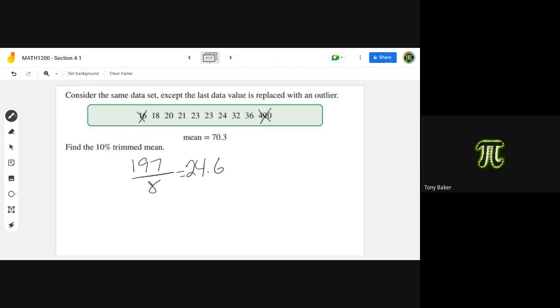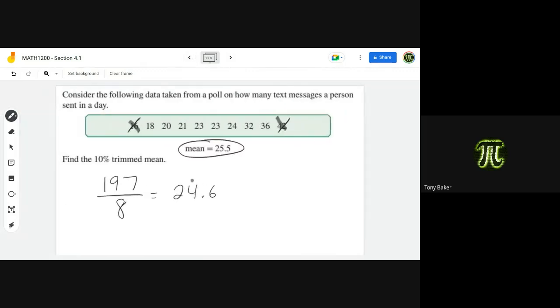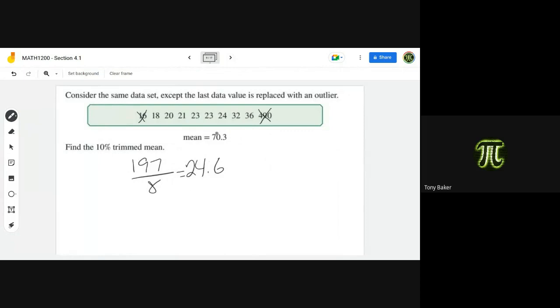The reason why was, if you look at it, the mean of the set of numbers before was 25.5. When we took away it, we got a mean of 24.6. That's pretty close to the mean of my original values. In this one, my mean was 70.3. By trimming them off, my mean goes down to 24.6 because we eliminated that outlier. All right. So by trimming it, we can get a more realistic answer for my mean without having the outliers screw up my data. Okay.